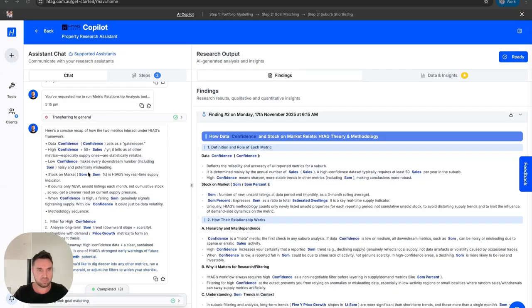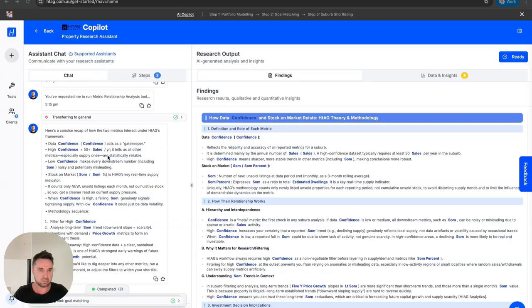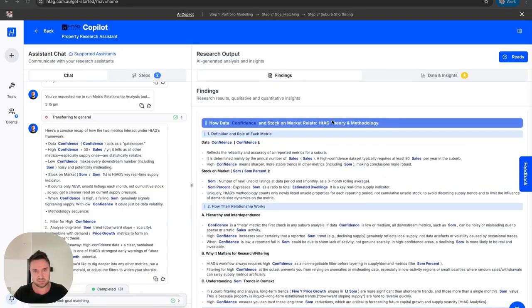Excellent. So here we can see the output of what the agent provided. On the left side, it's a little more compressed, and on the right side, there is the explanation as to how the two relate to one another.